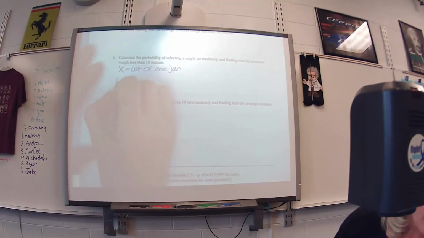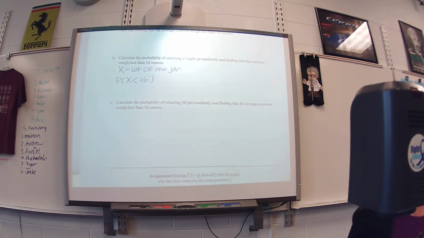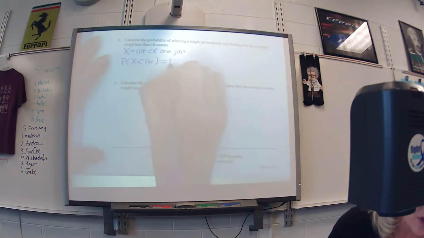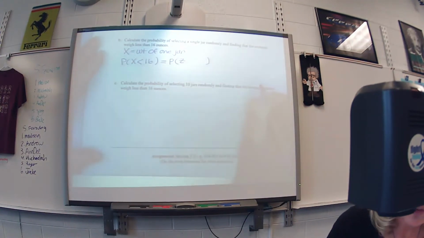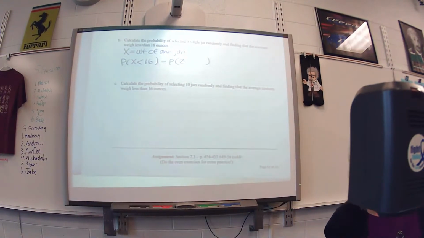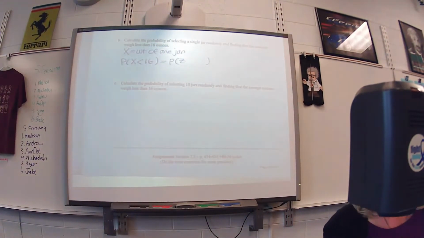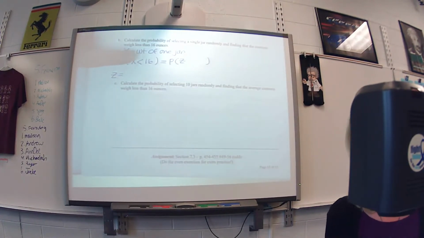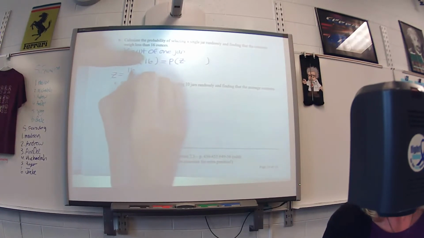So now I want the probability that that weight comes in less than 16 ounces. But they told us this came from a normal distribution, which means I can automatically turn this into a z-score. Be careful when you calculate a z-score. You always start with this number right here, that's what you're trying to convert, 16.